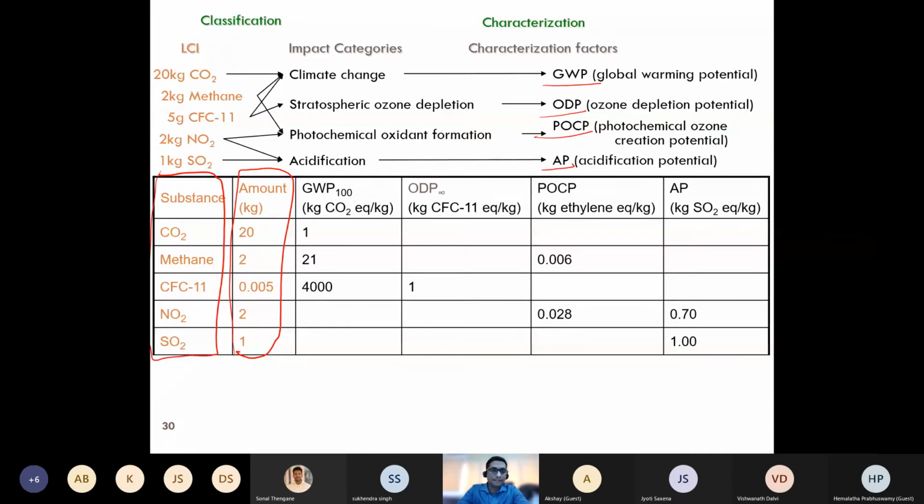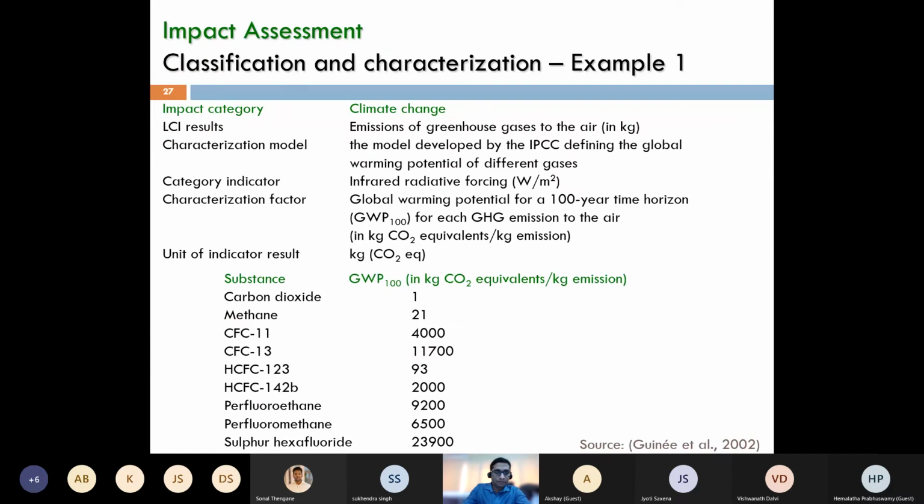Now, the first thing that we need to put in is the characterization factors, which would be 1 for CO2, 21 for methane, and 4000 for CFC 11. So these are all coming from here: 1, 21, 4000.